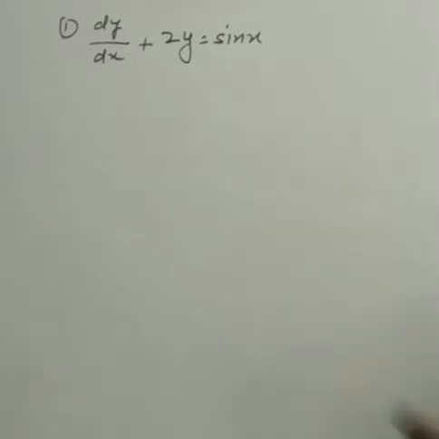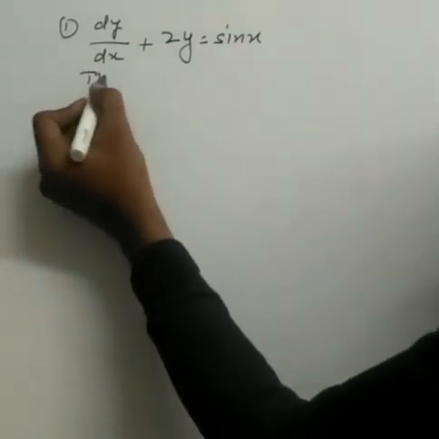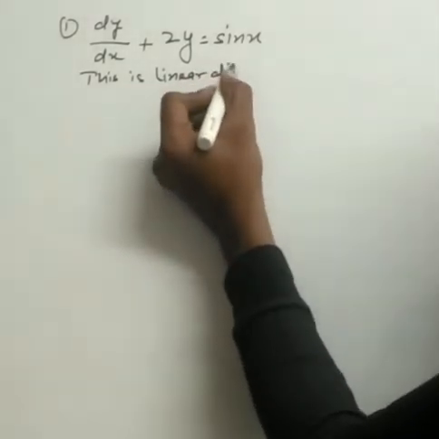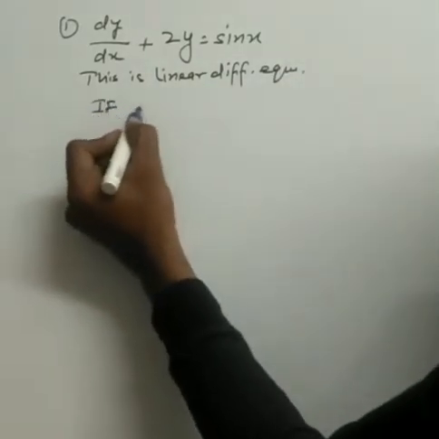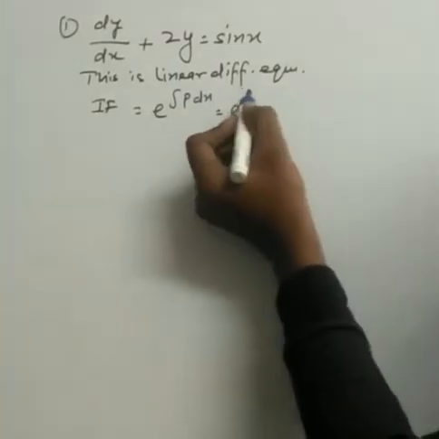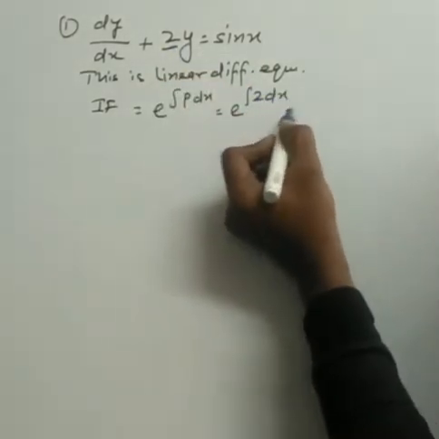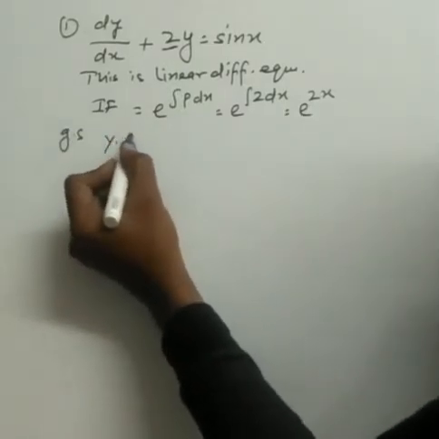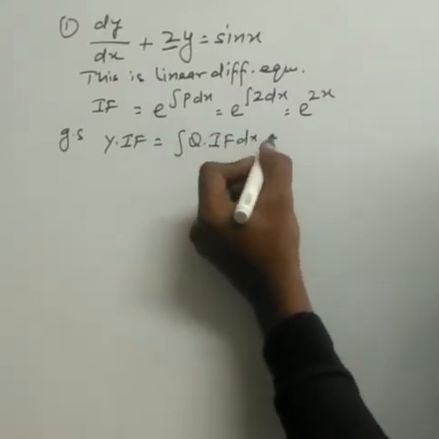Here this differential equation is of the form dy by dx plus P y equal to Q. This is a linear differential equation. IF is e power integration of P dx. P is 2, so integration of 2 dx gives e power 2x. Now the general solution: y into IF equals integration of Q into IF dx plus C.